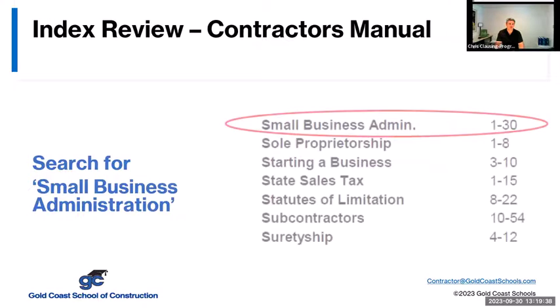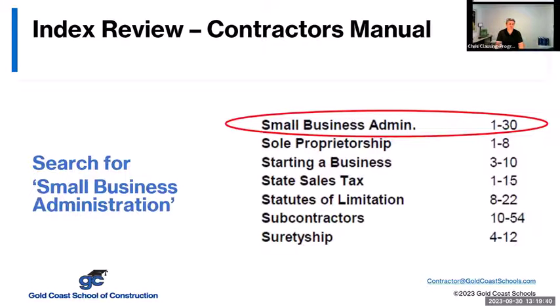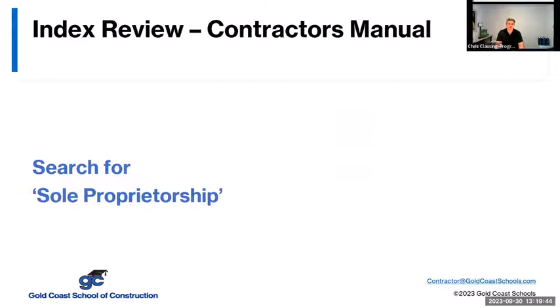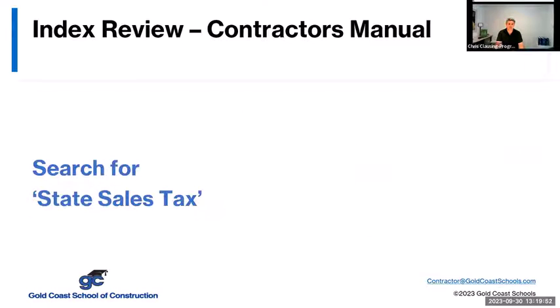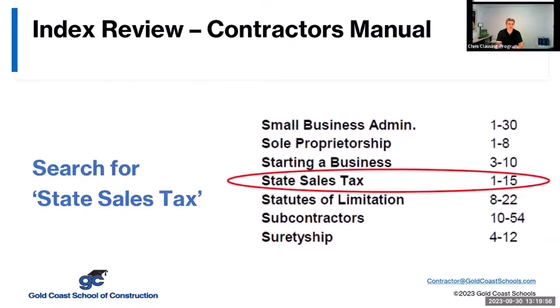Search for small business administration. Again, it's there in the index, 1-30. Search for sole proprietorship. And you'll see that as well in its own section. And search for sales tax. And you'll see sales tax again in there, 1-15.